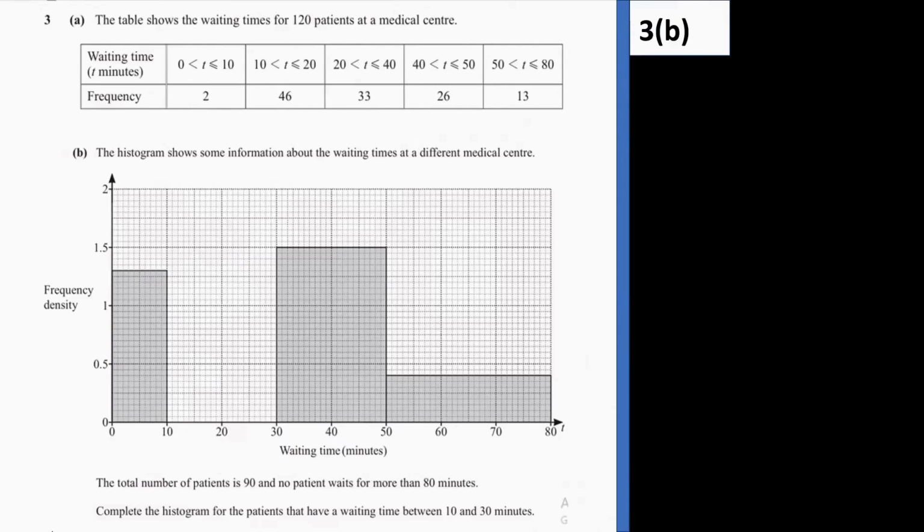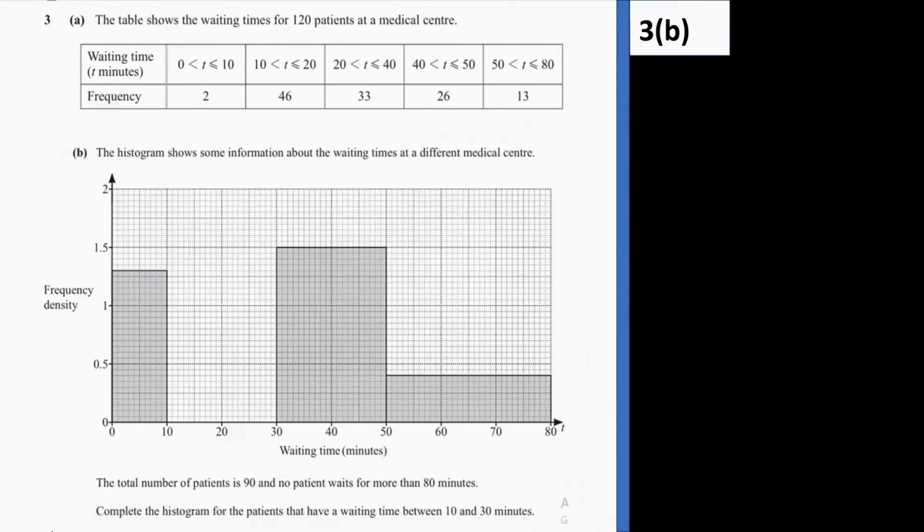Complete the histogram for the patients that have a waiting time between 10 and 30 minutes. That's that gap after the first bar. You see that for the second class, between 10 minutes and 30 minutes, the histogram is missing, and that's what we are going to get.